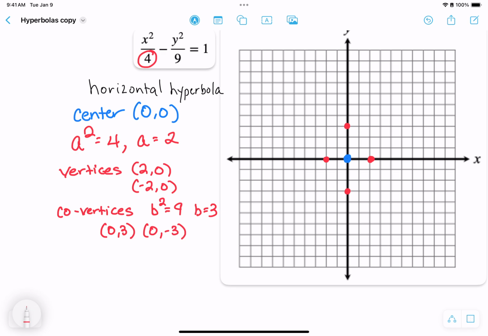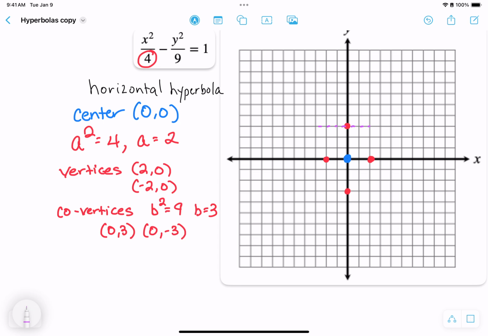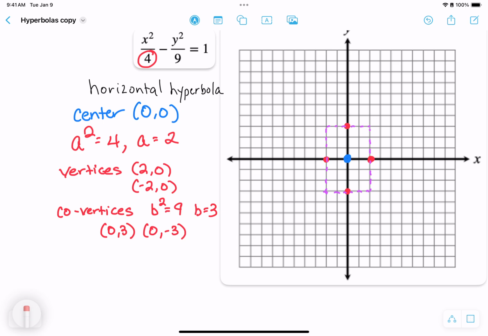And what I pointed out on your note page is that once you have the vertices and co-vertices drawn, you can do this box using the vertices and co-vertices as your points. And this box is going to help us draw the asymptotes. So there's that box right there, using the vertices and co-vertices as our edge pieces.